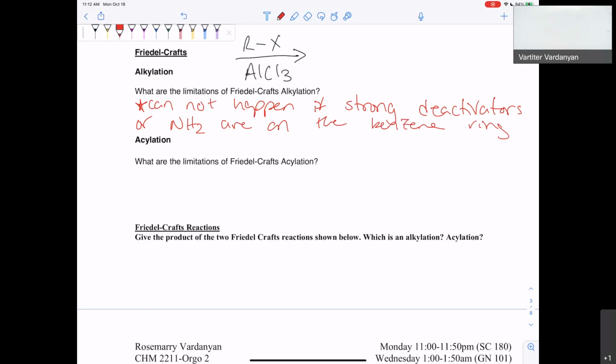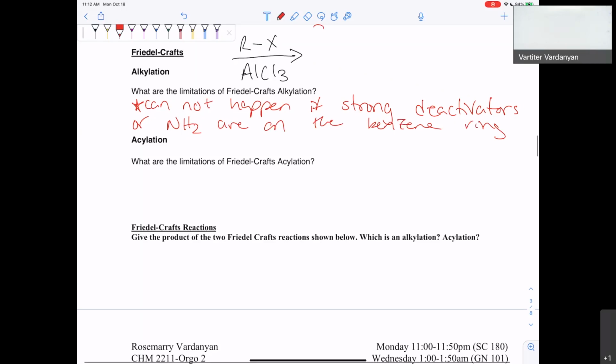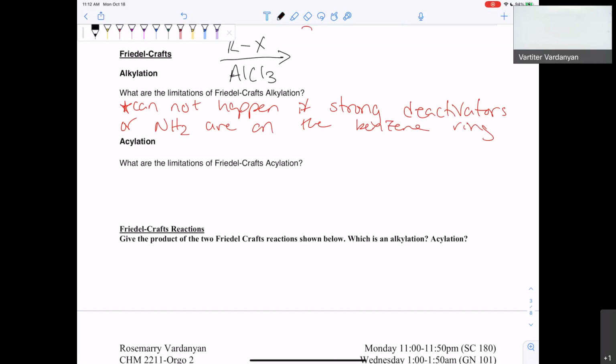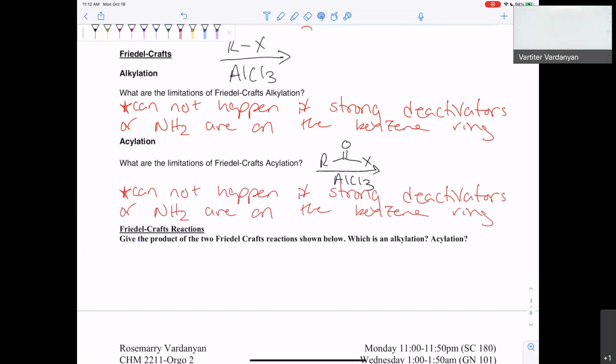Awesome. So what are the reagents for the acylation? I'm going to do it over here. We are going to go over that because we didn't get to do that in SI. And again, AlCl3. So what are the limitations for the acylation? It's exactly the same. Ta-da.